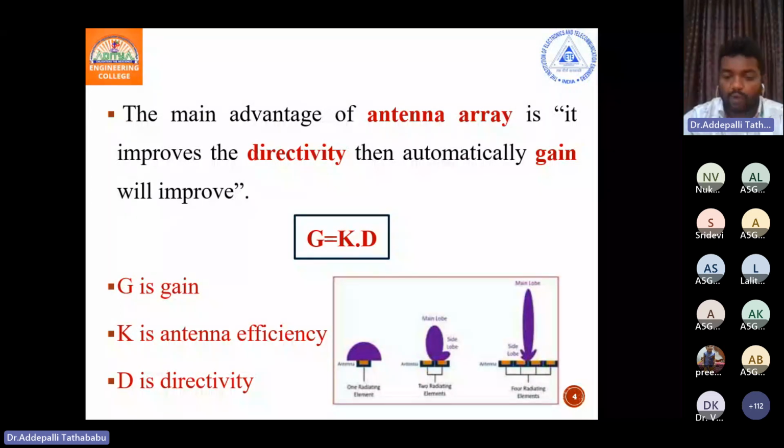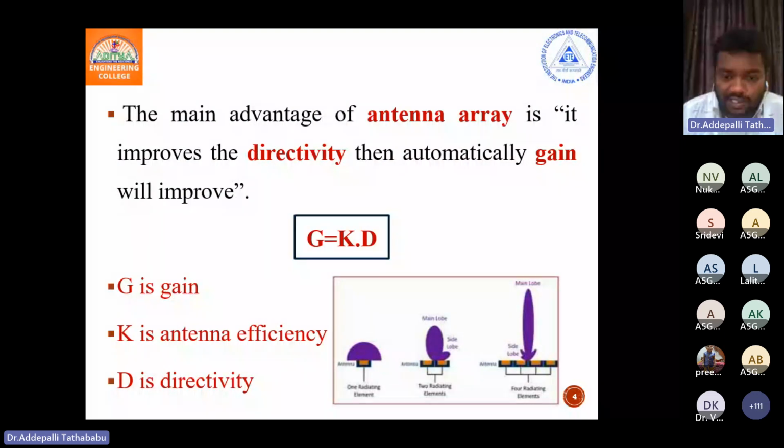If we add one more antenna, that is also radiating, so three radiation patterns are combined. It gives more directivity and a higher major lobe. If you add one more, and one more, all the radiation patterns are combined, it will give more directivity, and then the gain will automatically improve.